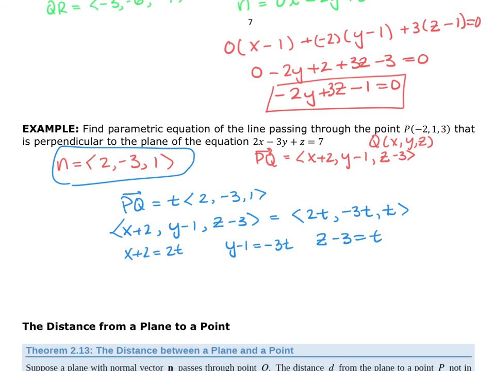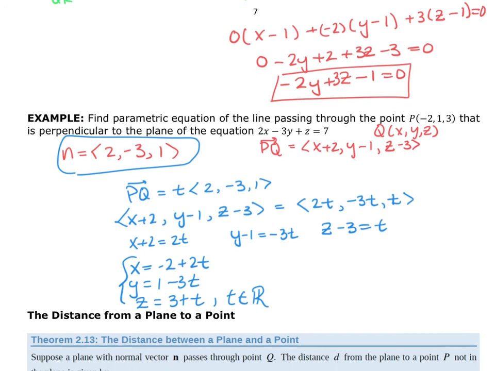So my parametric equations are x is equal to negative 2 plus 2t, y is equal to 1 minus 3t, and z is equal to 3 plus t. t is a real number, and there is my parametric equation of the line passing through that point and perpendicular to the plane given by the equation 2x minus 3y plus z is equal to 7.